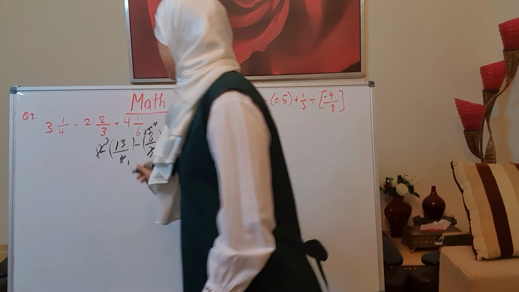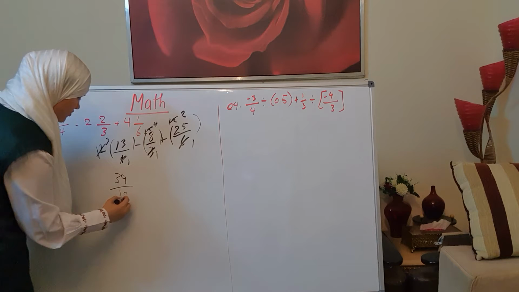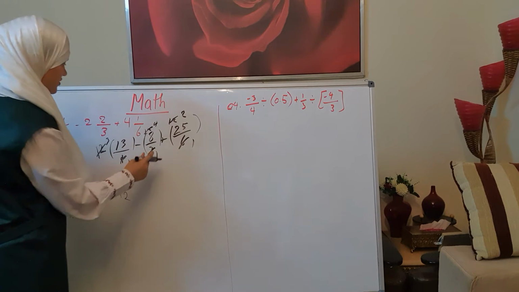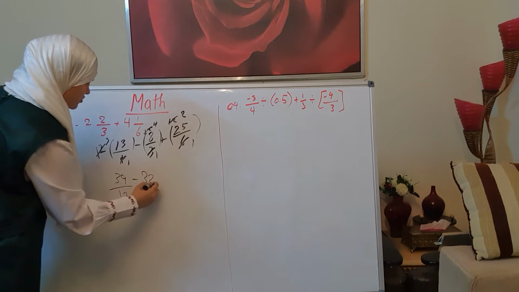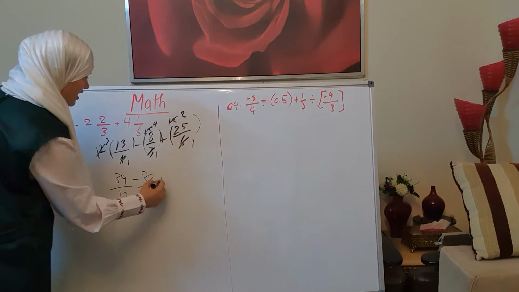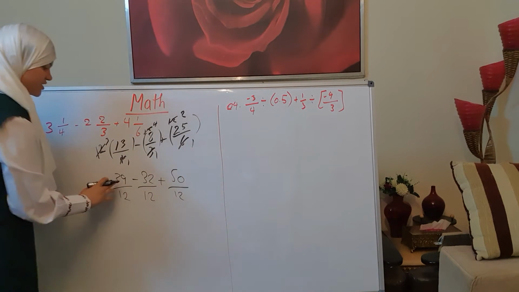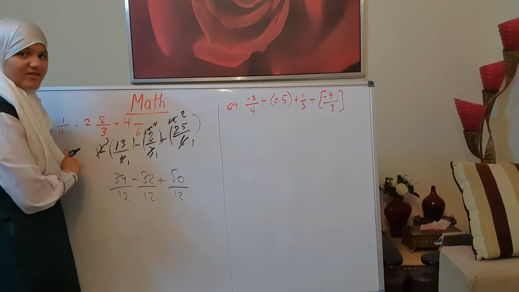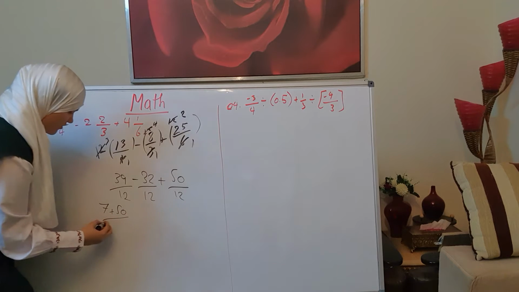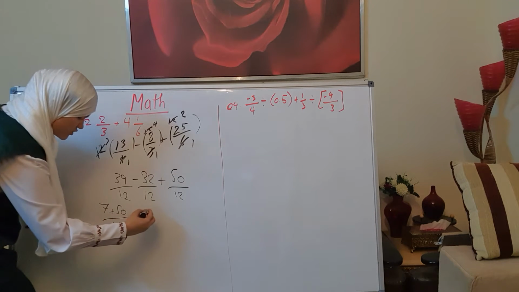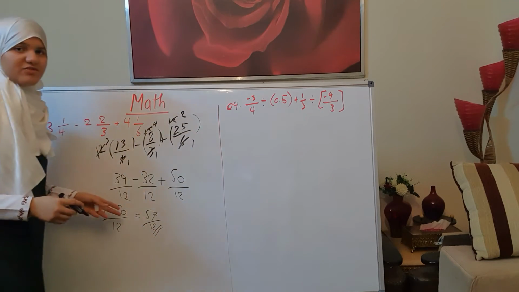Now 3 times 13 will be 39 over 12, minus 4 times 8, which will be 32 over 12, plus 25 times 2, which will be 50 over 12. Now 39 minus 32 will be 7. That means 7 plus 50 over 12. The final answer will be 57 over 12. This will be the final answer for this question.